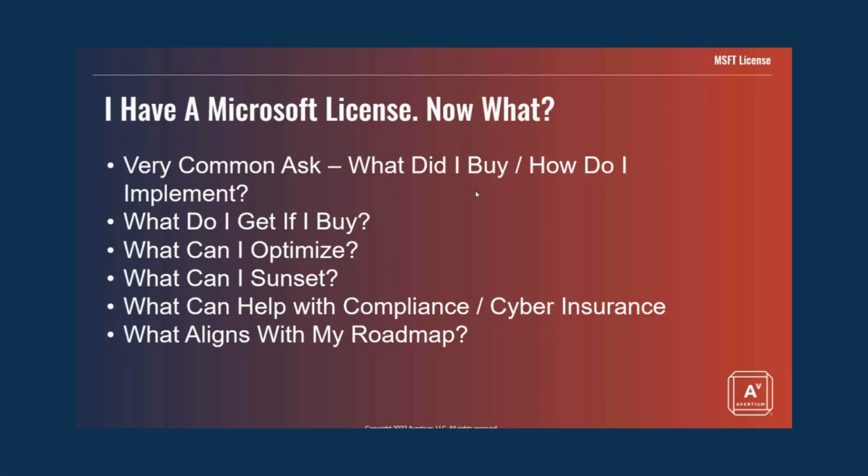So that's all well and good. But I have this license, now what? And this is something that our team here at Avertium speaks with clients about every day. So going back to that roadmap, that long-term strategy for us. If we decide to go down to Microsoft, or if we have Microsoft and we want to optimize it, how does that align with my roadmap?